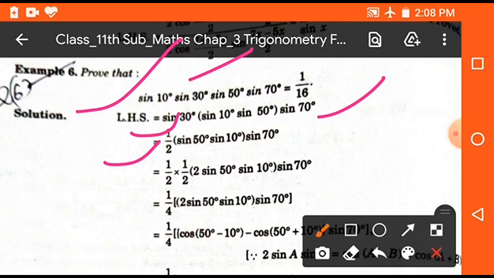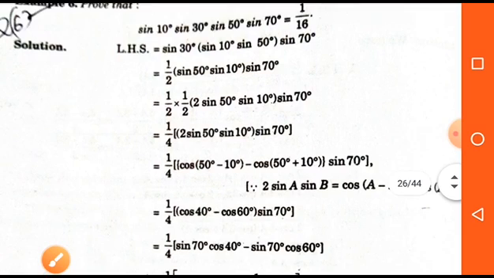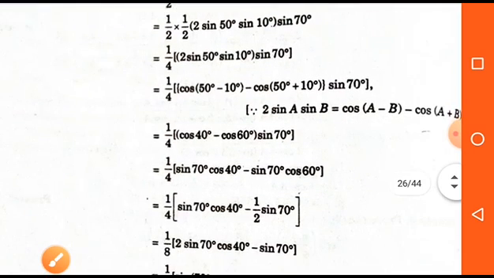Now applying the product formula 2 sin A sin B on two terms, we get 1 upon 2 into 1 upon 2 in brackets 2 sin 50 sin 10, sorry, sin 10 into sin 70. Now use the formula and put in the values. So 1 upon 4, (cos(50 − 10) − cos(50 + 10)) into sin 70. Clear?